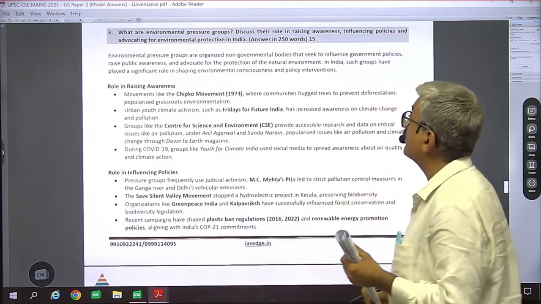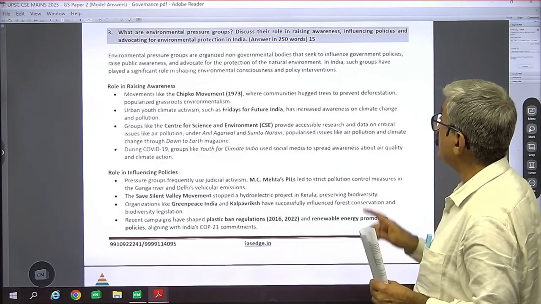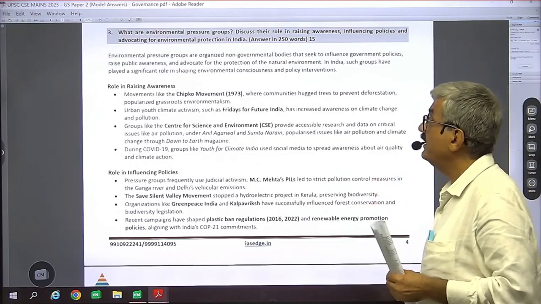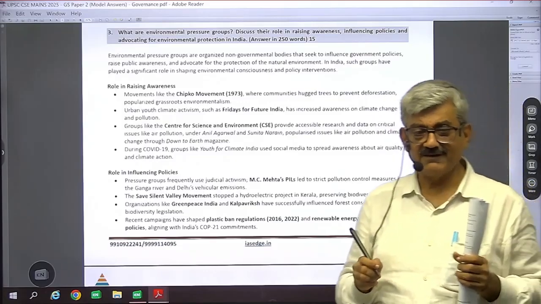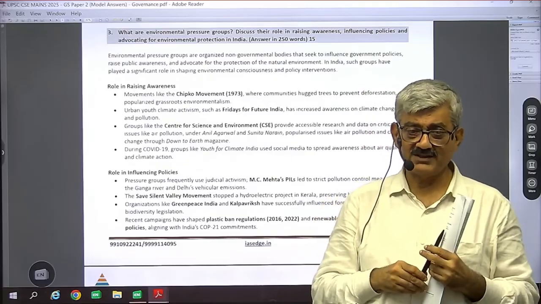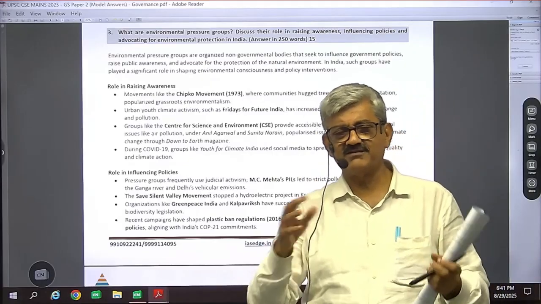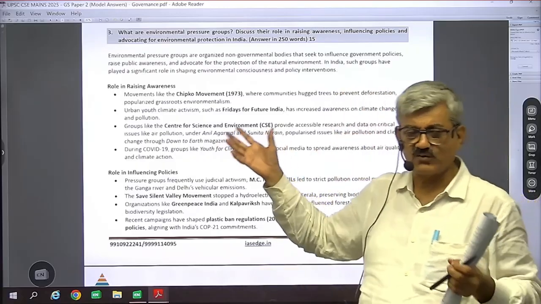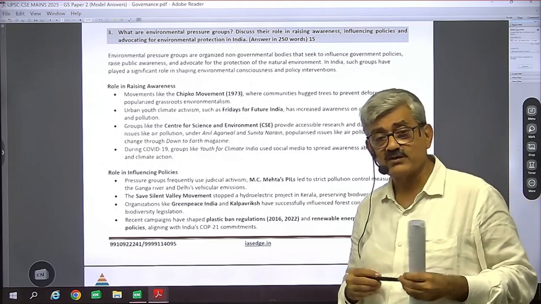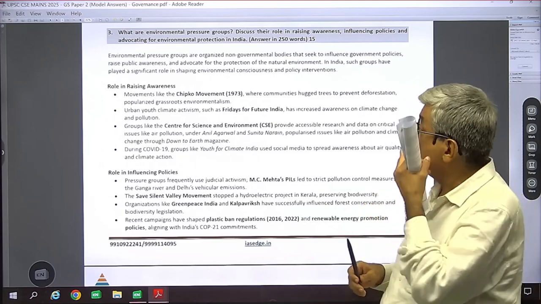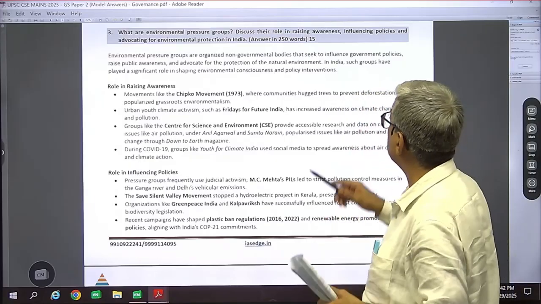Next is: what are environmental pressure groups? Discuss their role in raising awareness, influencing policies, and advocating for environmental protection in India. Again, the environment remains a very hot topic for the examination. In other years also, I expect questions on climate change and the environment to come in some way or the other. Therefore, the 2026 aspirants also need to take care of these issues and prepare well for them.